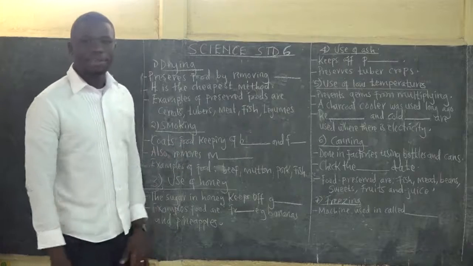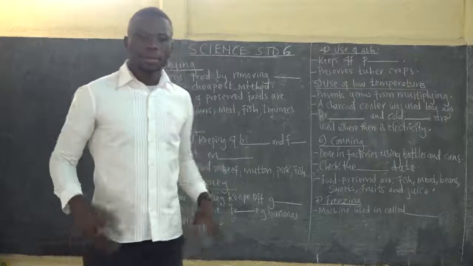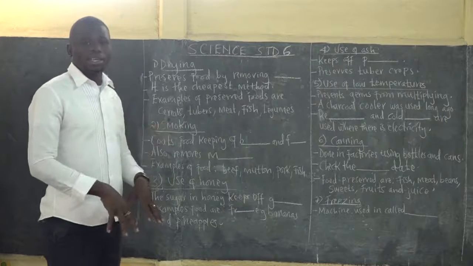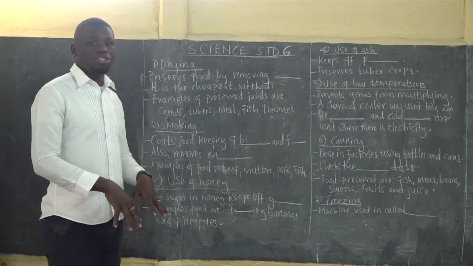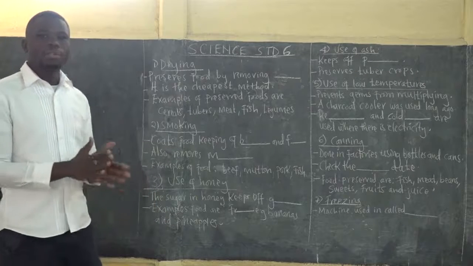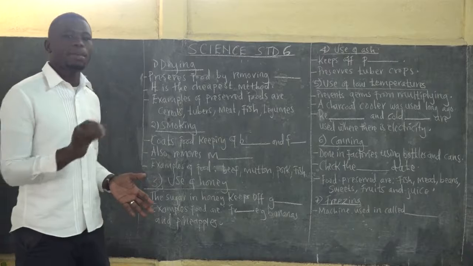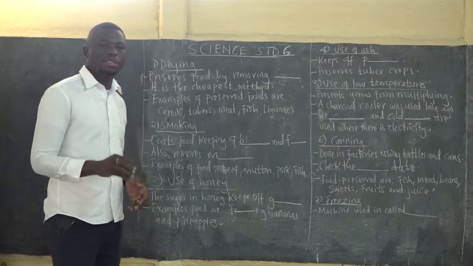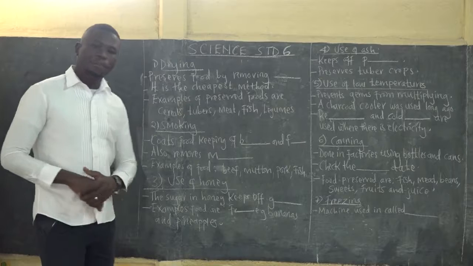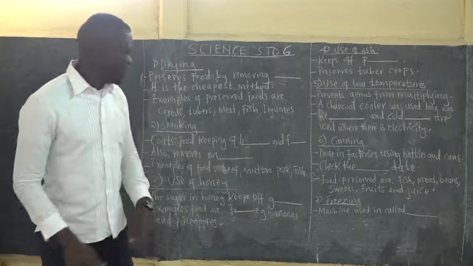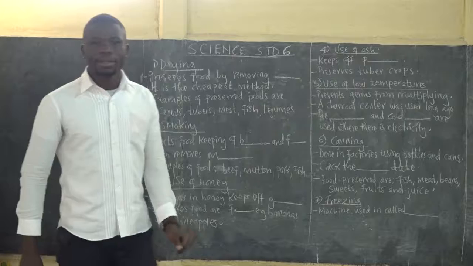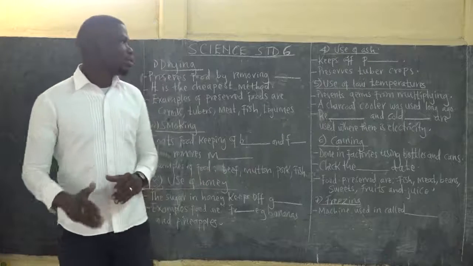Then use of honey. How does honey preserve food? Now, in this manner, food is dipped into honey, and this was done long time ago. It's a traditional method. Food was dipped into honey, and the honey keeps off the germs. It keeps off the microorganisms that cause the food to go bad. Then examples of food that were preserved by honey were mostly fruits, e.g. bananas and pineapples. So honey was mostly used on fruits.